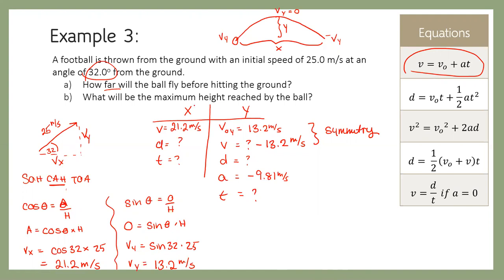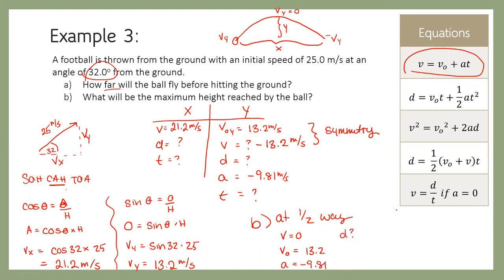And all right, final one, B. B says, what will the maximum height be that the ball reaches? So how high will the ball go? Well, at the highest point, the final velocity in the y direction is 0. So given that, we can say at halfway, we know velocity equals 0. The initial velocity is still going to be 13.2. We know acceleration is still negative 9.81, and we know that we want to find distance.